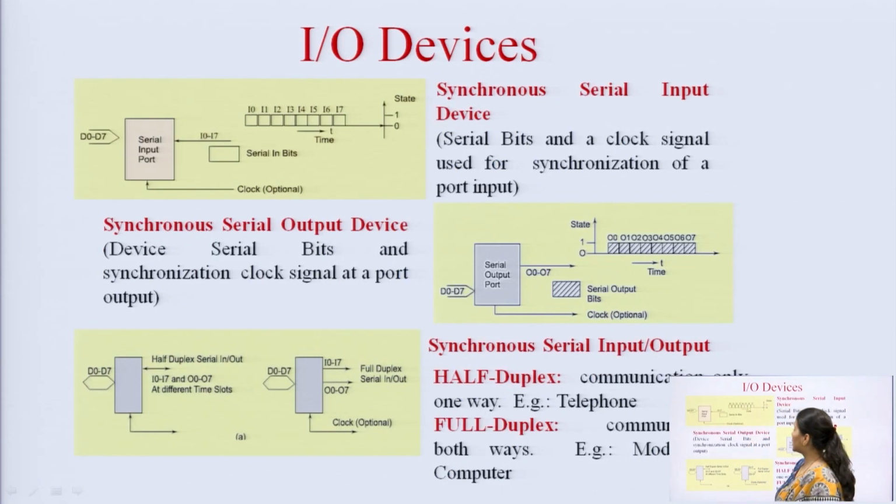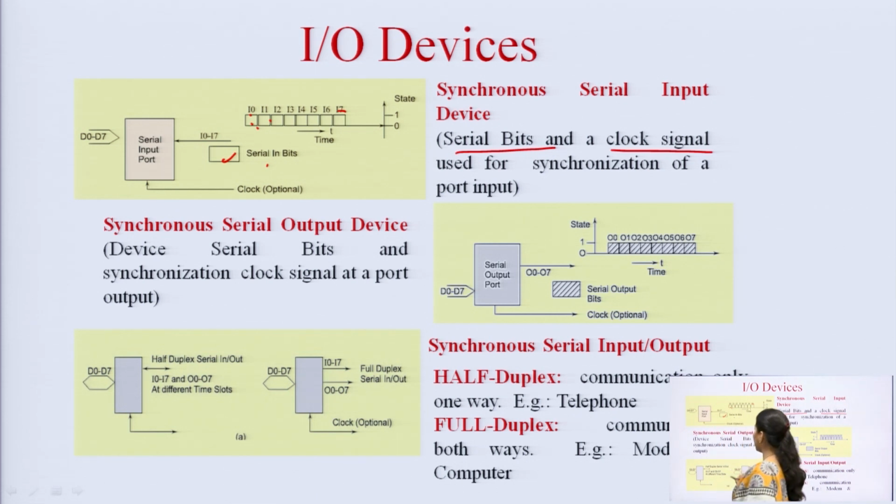So, as we can see in these figures, this is a synchronous serial input device. This is the data I0 to I7, the 8 bit data, this is the timeline, this is the time t. These are the bits, and these are the blank bits. Now, this is the serial input port, and two things are important in this synchronous serial input device: serial bits and a clock signal. So, these two things are a must for this communication.